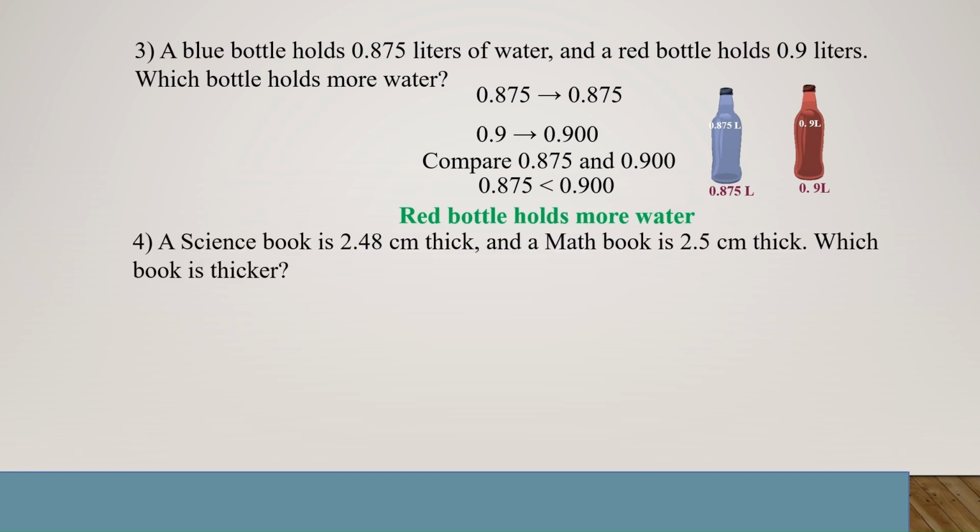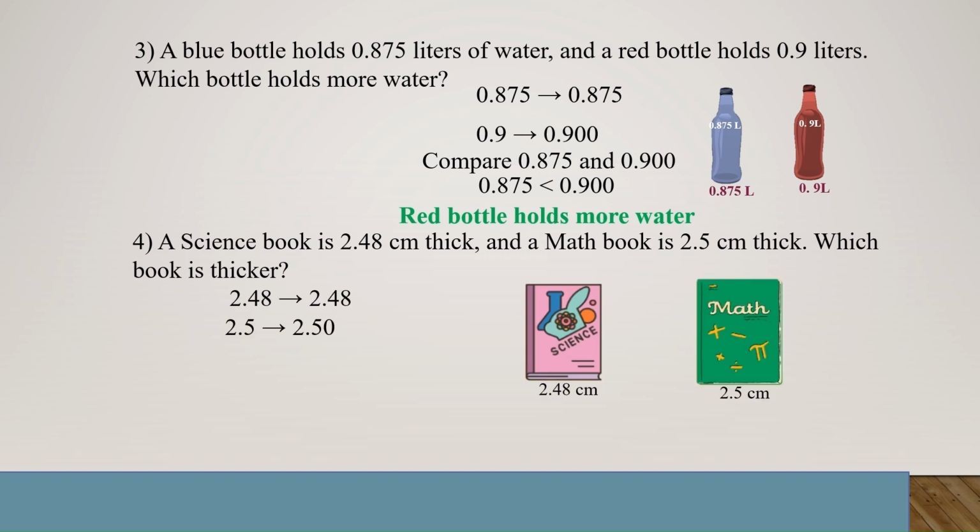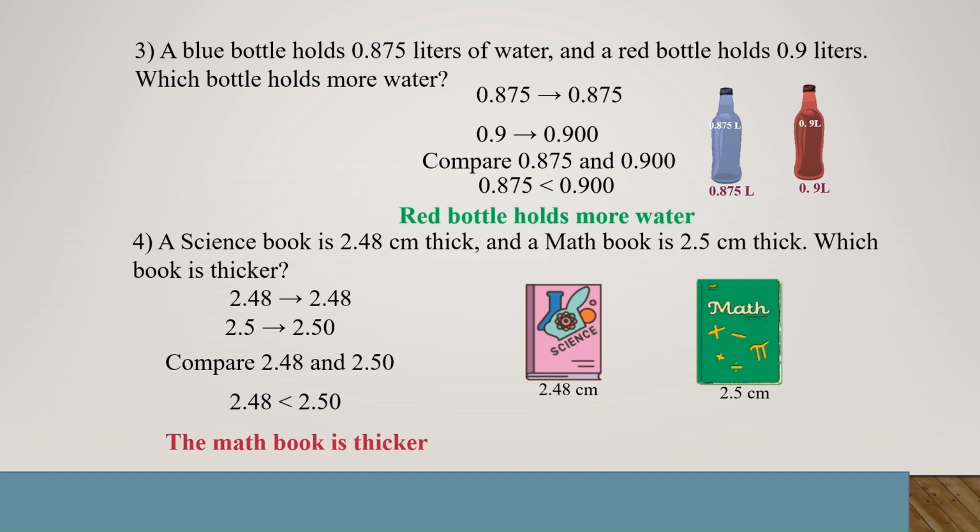Now the fourth question. A science book is 2.48 centimeters thick and a math book is 2.5 centimeters thick. You convert both as like decimals. It is very clear that 2.48 is less than 2.50. So which book is thicker? The math book is thicker.